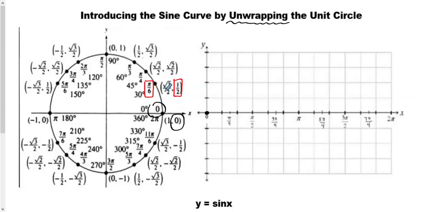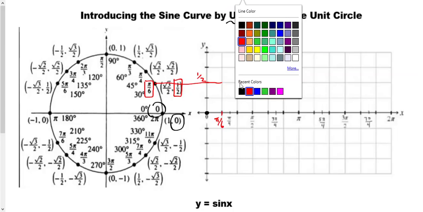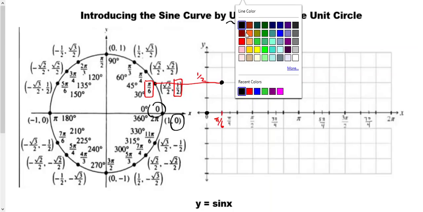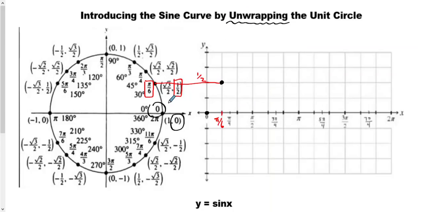So what I can do here is just draw a line straight across to this plot, and it should hit that point right there, which we're going to call 1/2 on our y-axis, and we're going to keep going until we hit pi over 6 on the x-axis, and we're going to put a point right there. Actually, let me make my point in black right there. Okay, so we've got 2 points on the graph, and we're going to move to the next one.